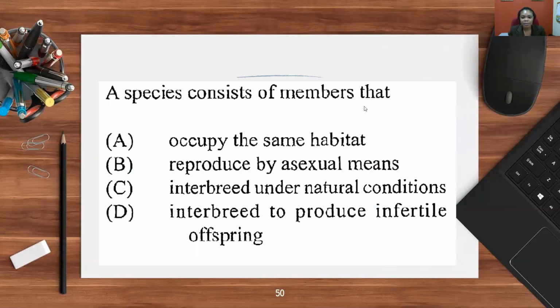A species consists of members that: occupy the same habitat, reproduce by asexual means, interbreed under natural conditions, or interbreed to produce infertile offspring. And the answer is interbreed under natural conditions. So you use the process of elimination. Occupy the same habitat? They don't have to occupy the same habitat to be the same species. Reproduce by asexual means? No. Interbreed to produce infertile offspring? The fact that it says infertile is what makes it incorrect. Remember that for a question, all parts of the answer have to be correct in order for it to be true.